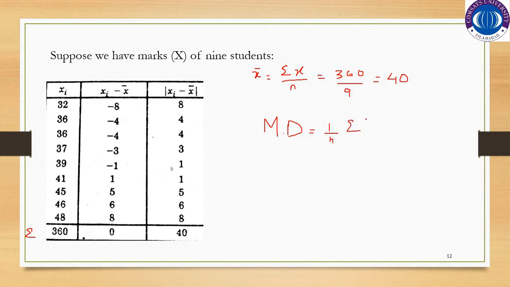summation xi minus x bar. So x is 32, 32 minus 40 is minus 8, and when you apply the mod here, it would be 8. 36 minus 40 is equal to minus 4, and by the absolute value this would be 4. 36 minus 40, again it is minus 4, and the absolute value is 4. And 37 minus 40 is minus 3, and the absolute value is 3.